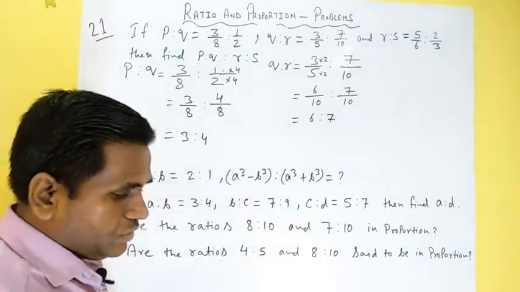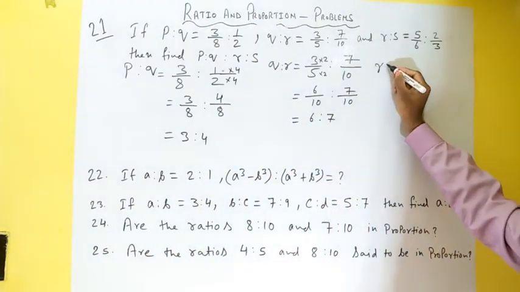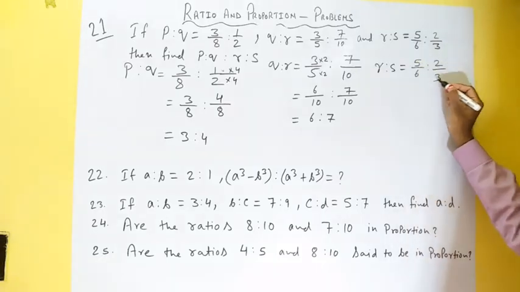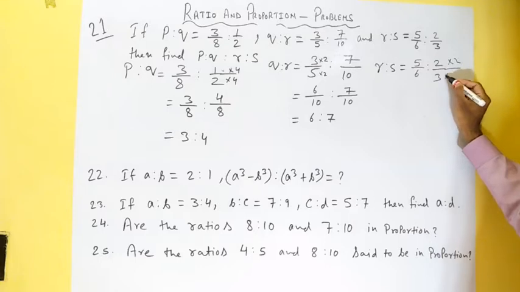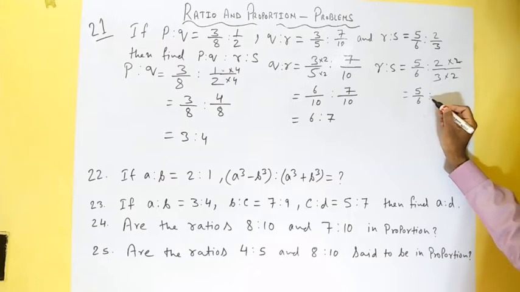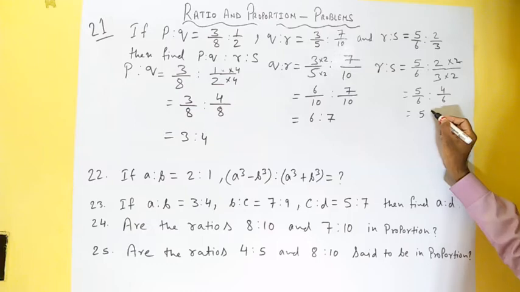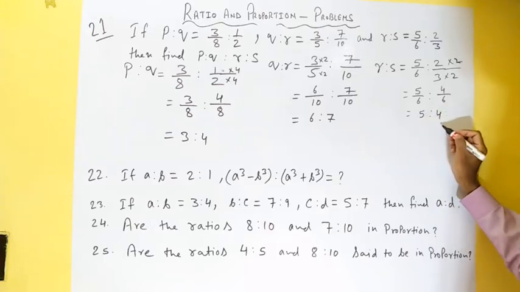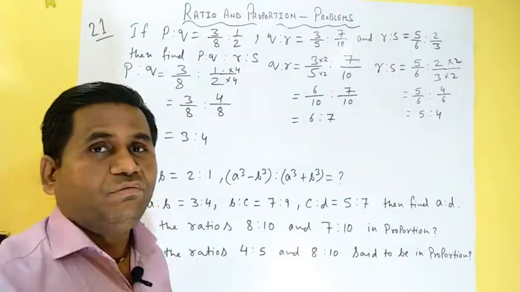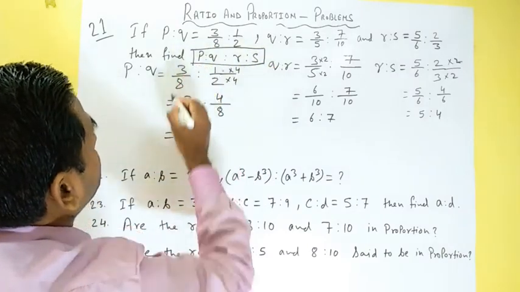Okay, now similarly we have R is to S. So we will write here R is to S is equal to 5 upon 6 is to 2 upon 3. So here we will multiply 2 to the numerator as well as denominator. So 5 upon 6 is to 4 upon 6. So finally this is 5 is to 4. So we got the ratios without fraction. So now we have to find P is to Q is to R is to S.